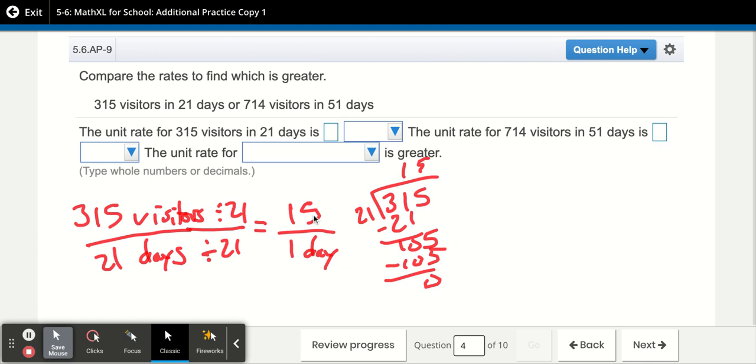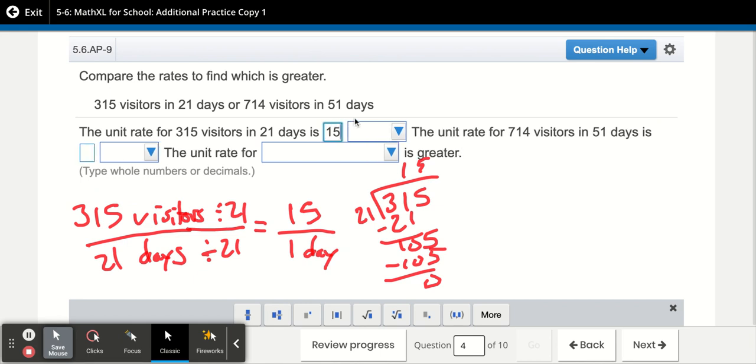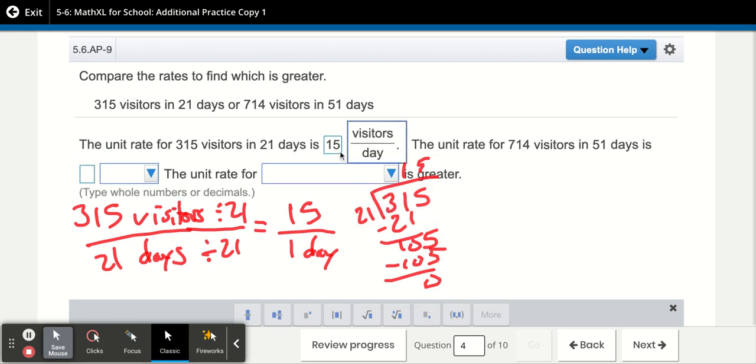So let's go ahead and get that filled in. The unit rate is 15 visitors per day. Can you make that out? Notice there were no units, so we need to make sure we have both units. Remember, both visitors and days. We need both those units in there. That's why this is the correct one.